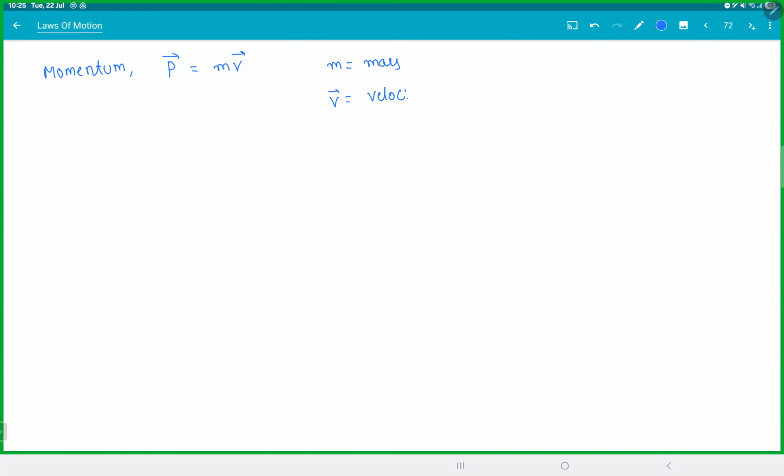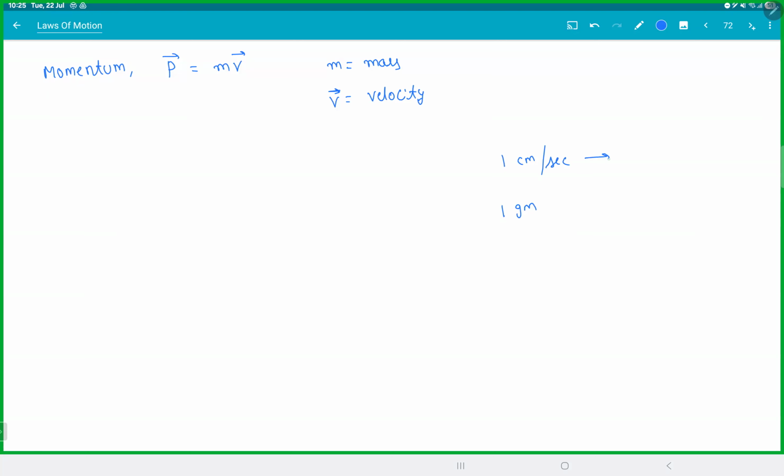Let me ask you something. I did ask you this before also, I think in foundation maybe. But let me ask you again. Let's say something is going with a speed of 1 centimeter per second, can you stop it? If something has a mass of 1 gram, can you stop it?